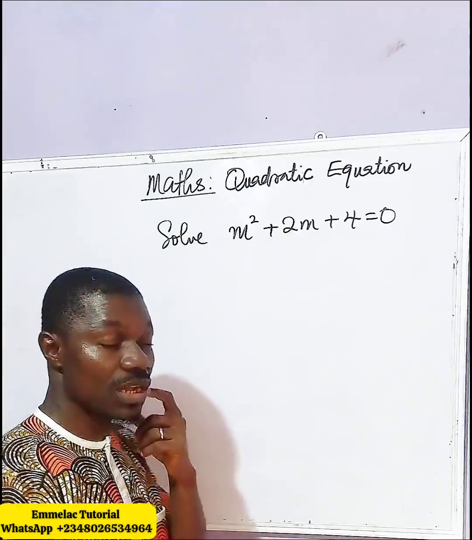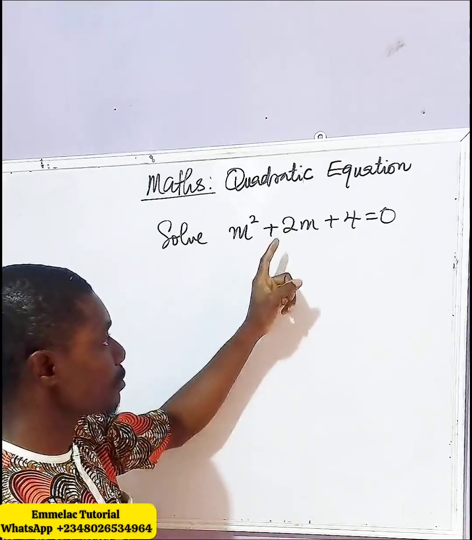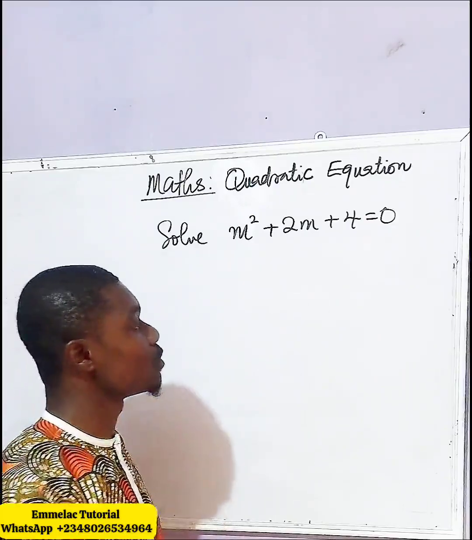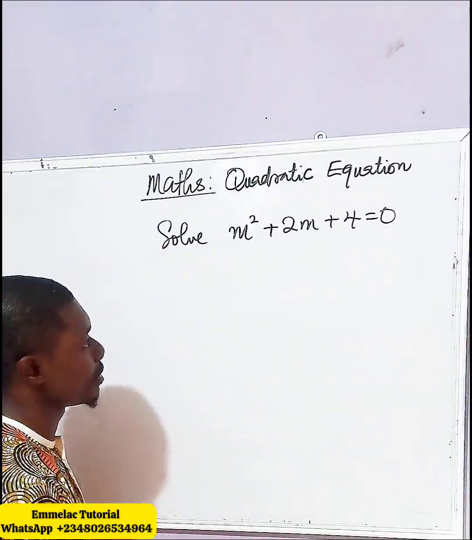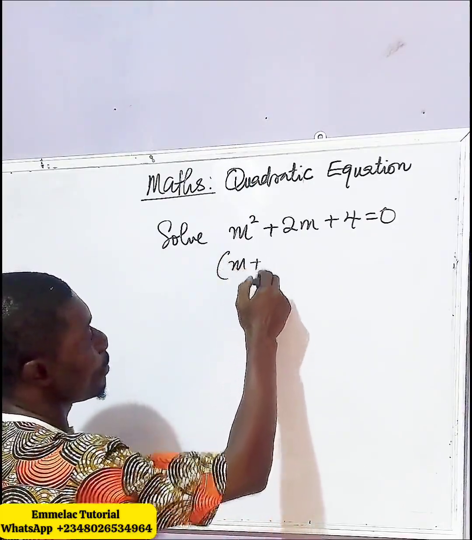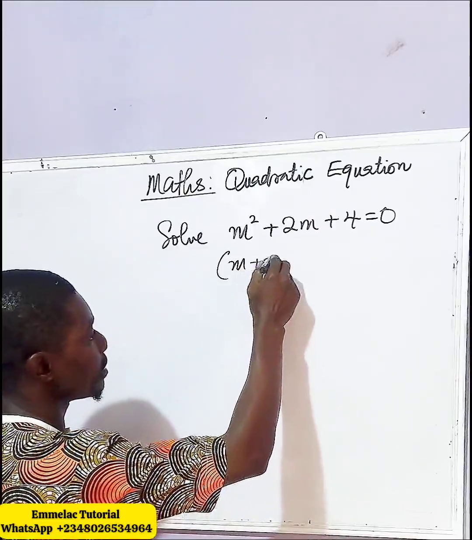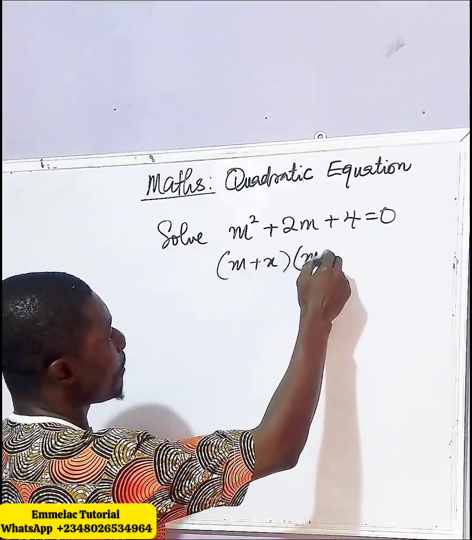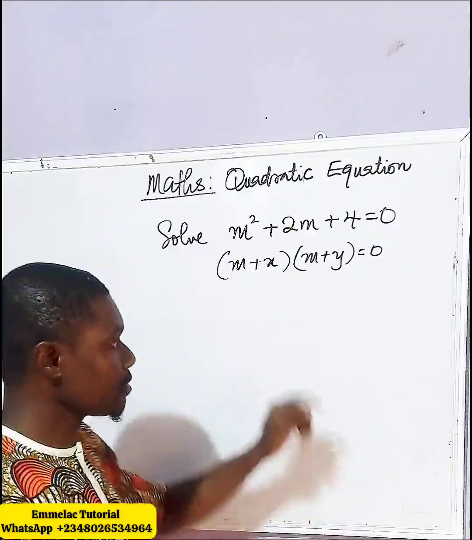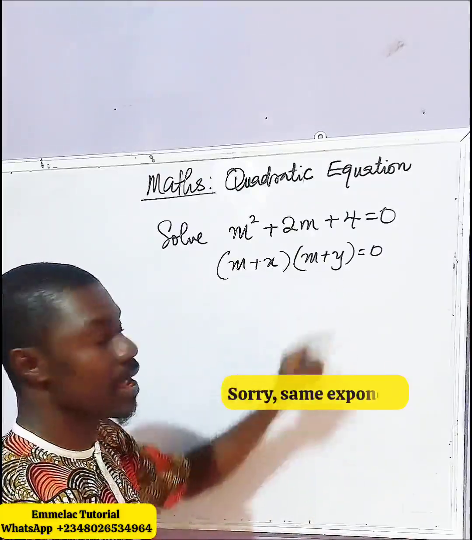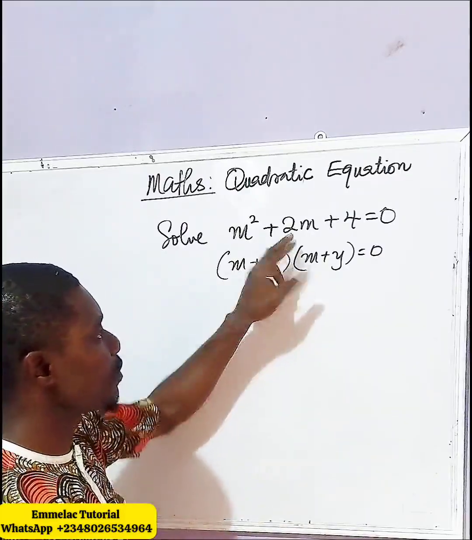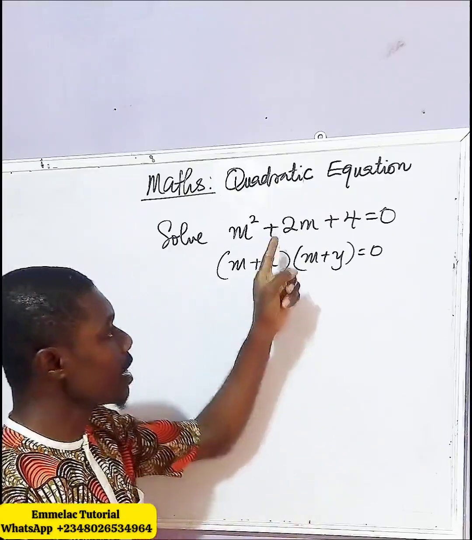So I'll be using another method, and I'll be focusing that method on the sum, which is the 2. Now take note that our final outcome ought to be something like this: m plus a number x, into m plus a number y. So our goal is to find x and y.